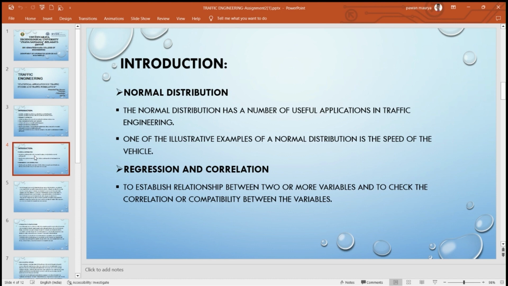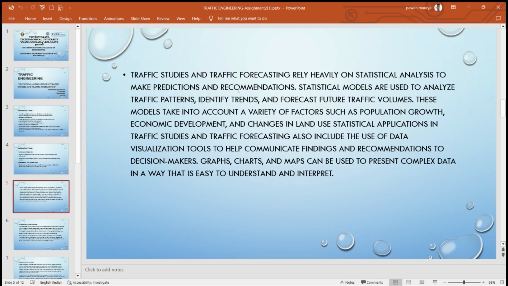Regression and correlation are used to establish a relationship between two or more variables and to check the correlation and compatibility between the variables. Traffic studies and traffic forecasting rely heavily on statistical analysis to make predictions and recommendations. Statistical models are used to analyze traffic patterns, identify trends, and forecast future traffic volumes. These models take into account a variety of factors such as population growth, economic development, and changes in land use.